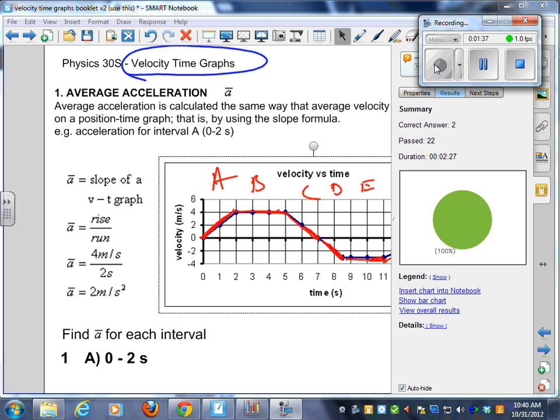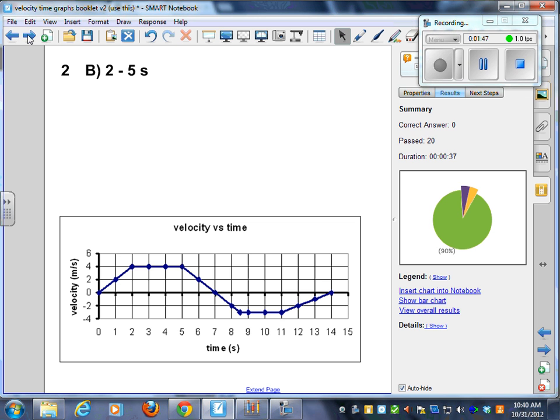All right, no big surprise there. Everybody got the first one right. If you got it wrong, then clearly you weren't paying attention at all. So yes, the slope is 2, the acceleration is 2. B is 0. You really don't need to calculate that. The slope here is 0, right?